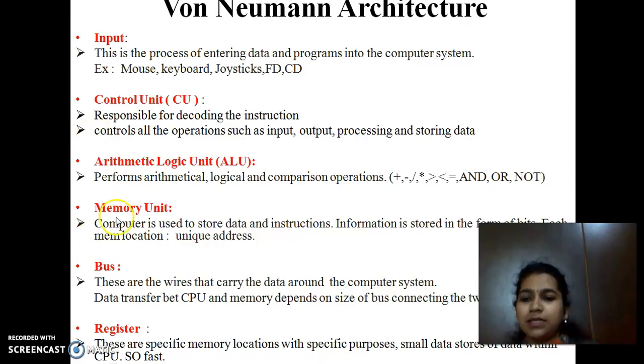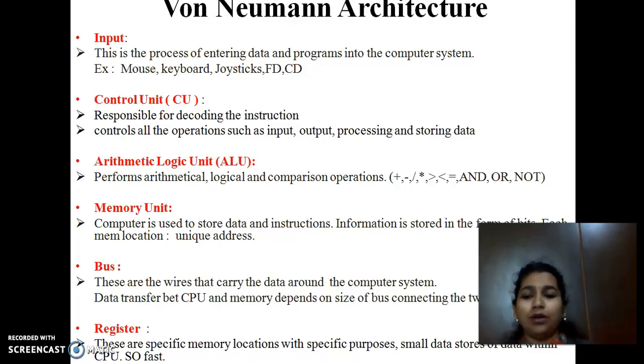Then the next part is the memory unit. As everybody knows, a program will have data in it. Now where do we store this data and program? This information must be stored in the form of bits. What are bits? Bits are nothing but binary digits. When we say binary, it means 2, which means 0 and 1. So any information in a computer is stored in the form of 0 and 1. So information is stored in the memory unit.